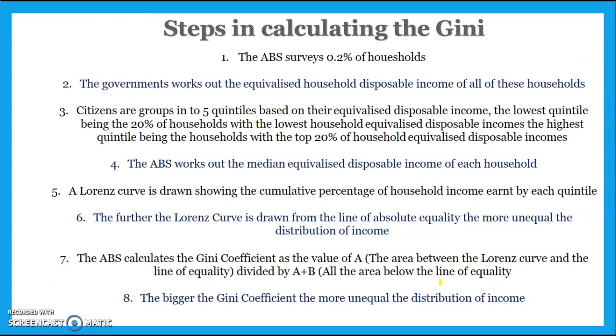So to summarise the steps in calculating the Gini coefficient, the ABS surveys 0.2% of households. They work out the equivalised household disposable income of all those households. They group them into 5 quintiles based on their equivalised disposable income, the lowest quintile being the bottom 20% and the top quintile the top 20%. Then they work out the median equivalised disposable income of each household. They draw a Lorenz curve, which calculates the cumulative percentage by each quintile. The further the Lorenz curve is away from the line of equality, the more unequal the distribution of income. Then they calculate the Gini coefficient as the area of A divided by A plus B, A being the area between the line of equality and the Lorenz curve, and A plus B, all the area below the line of equality. The bigger the Gini coefficient, the more unequal the distribution of income.